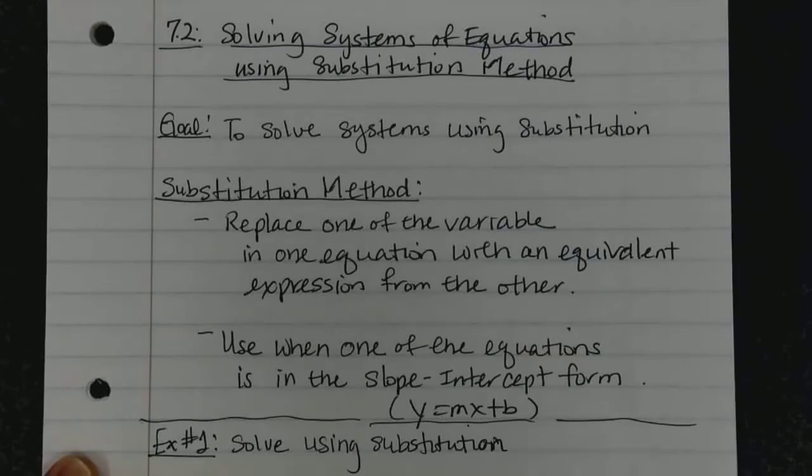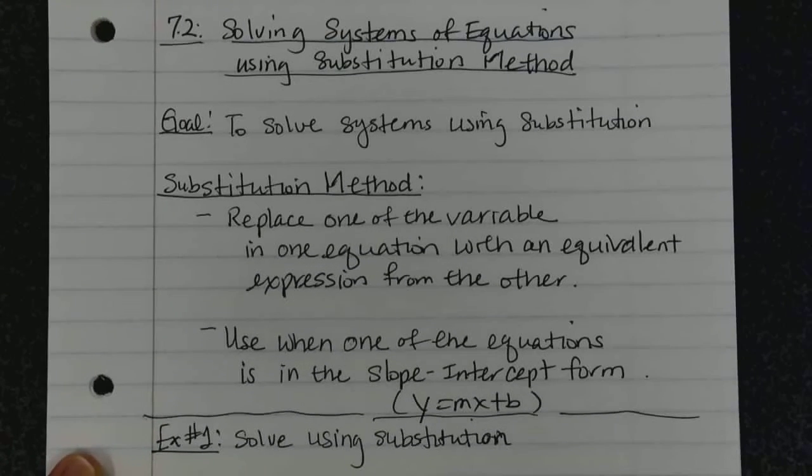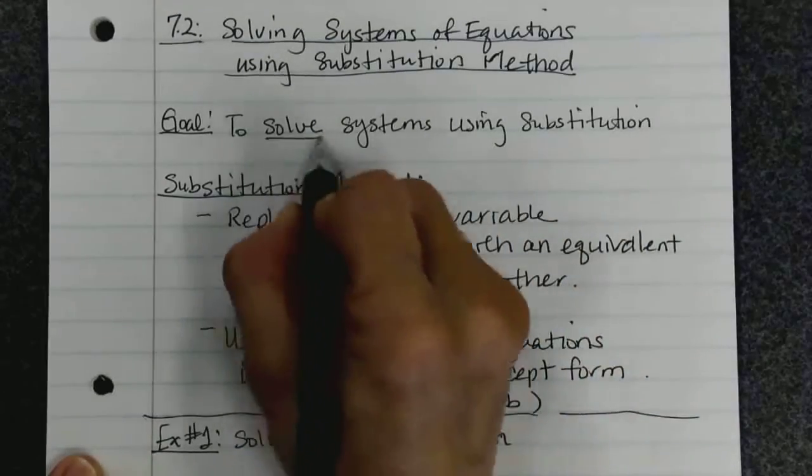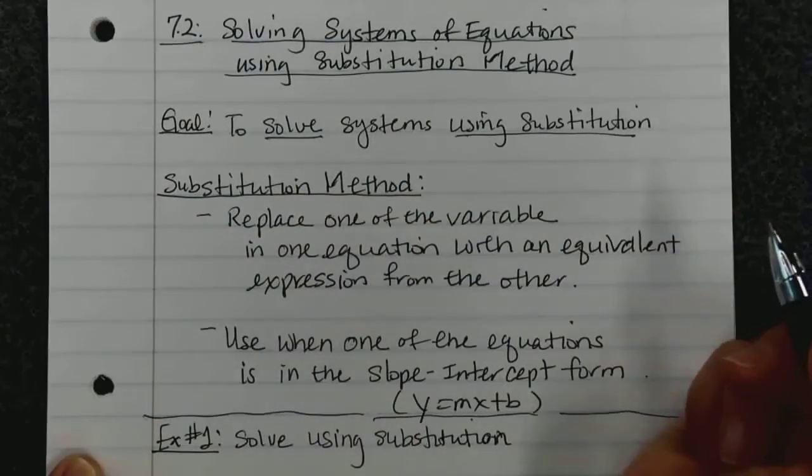Section 7.2. We're going to be learning how to solve systems using the substitution method. This is the second method in this chapter. The first one was solving by graphing. The second one, this one right here, is solving by substitution, and then the third one will be elimination in section 7.3. Your goal for today is to solve systems using substitution.